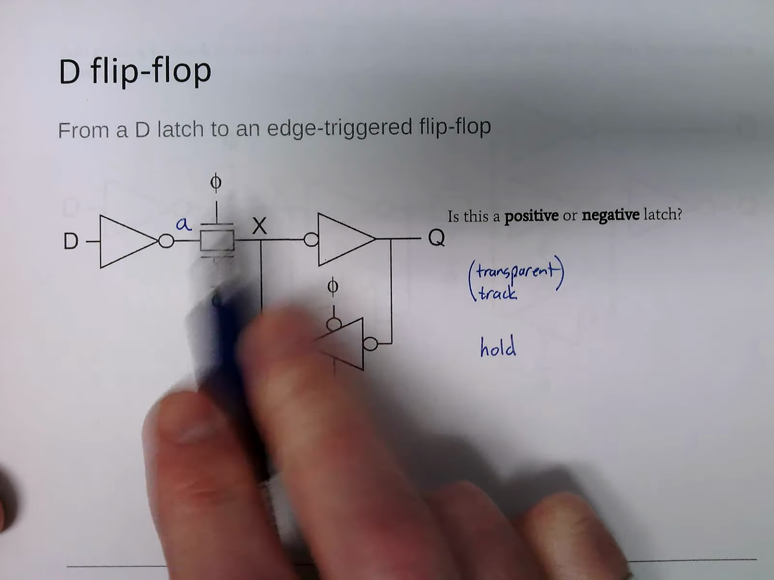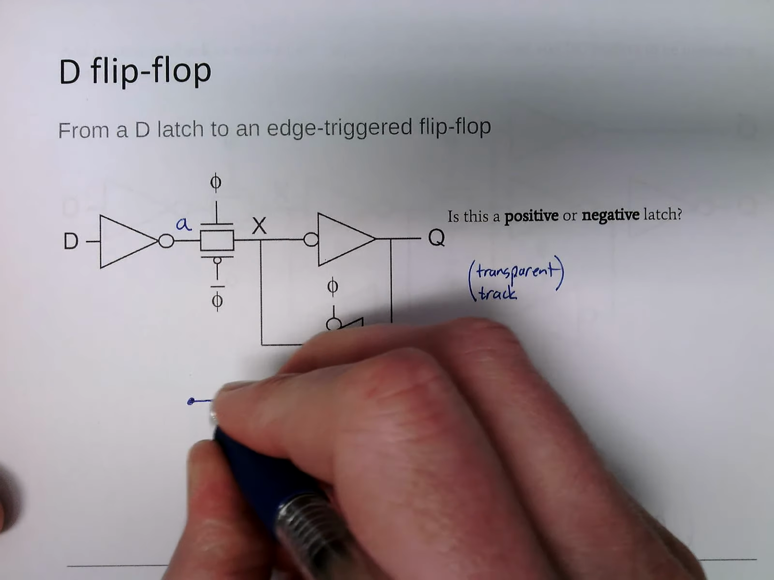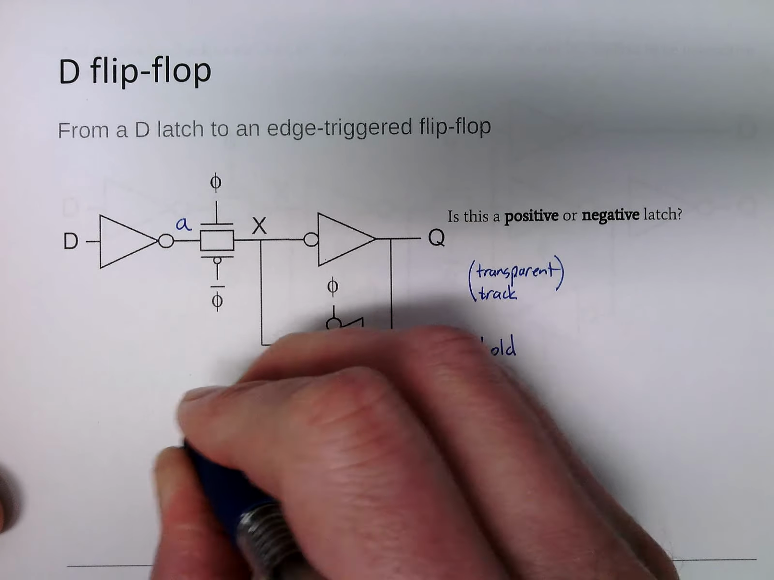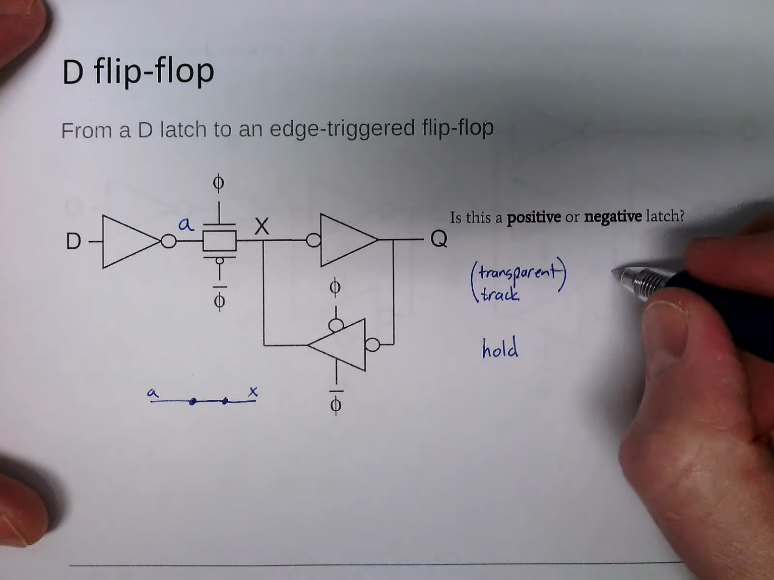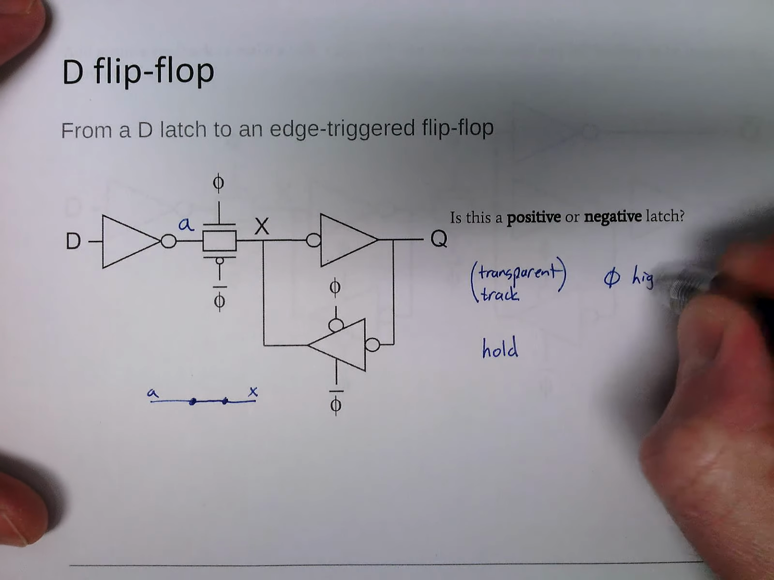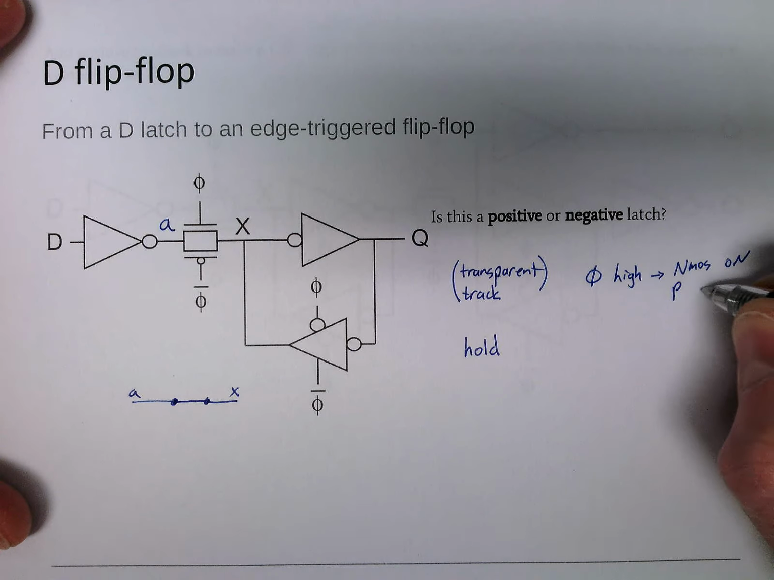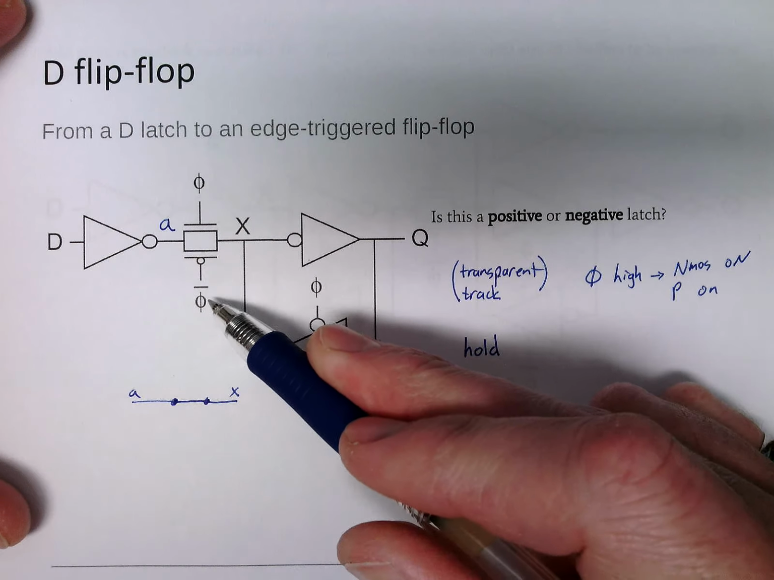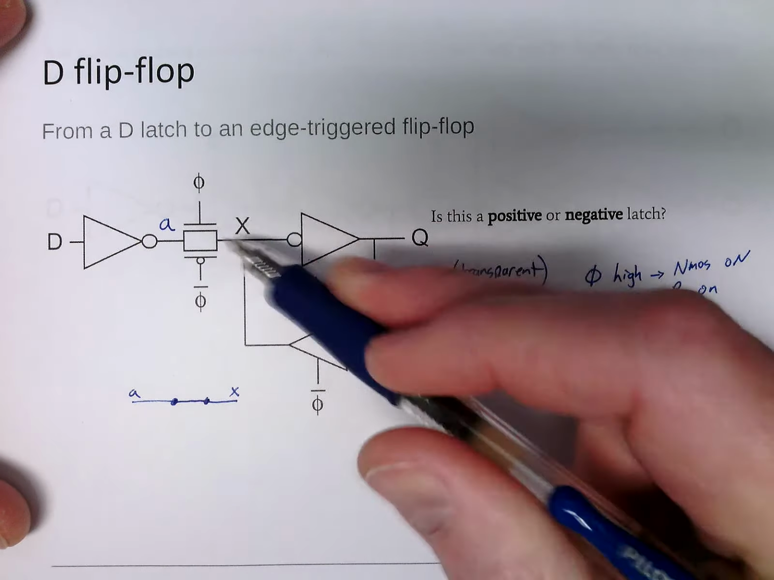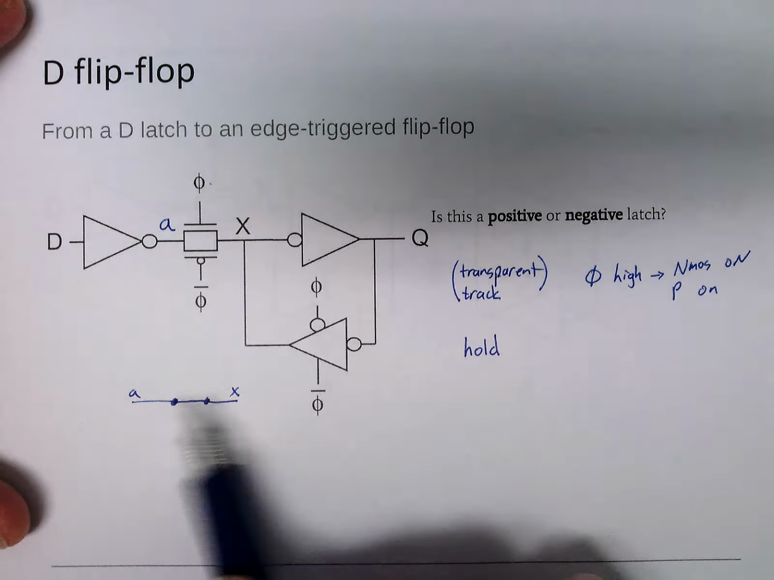In transparent mode, that means there is a switch connection between A and X, and the switch is closed. To get that switch to close, phi has to be high, which means the NMOS is on and the PMOS is on. Both are on at the same time because the clock signal, or control signal, is opposite. If clock is high, clock bar is low. Both of these transistors are on. We have a switch across here.